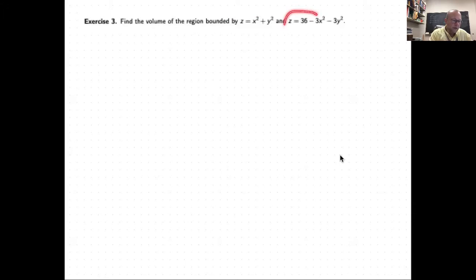Now this part here, you'd see that you've got a constant, so it's shifted up or down, and you've got -3 times the x squared and the y squared. So that ought to give us an idea that if this one's like a rotation of a parabola opening up, this one will be like a rotation of a parabola opening down.